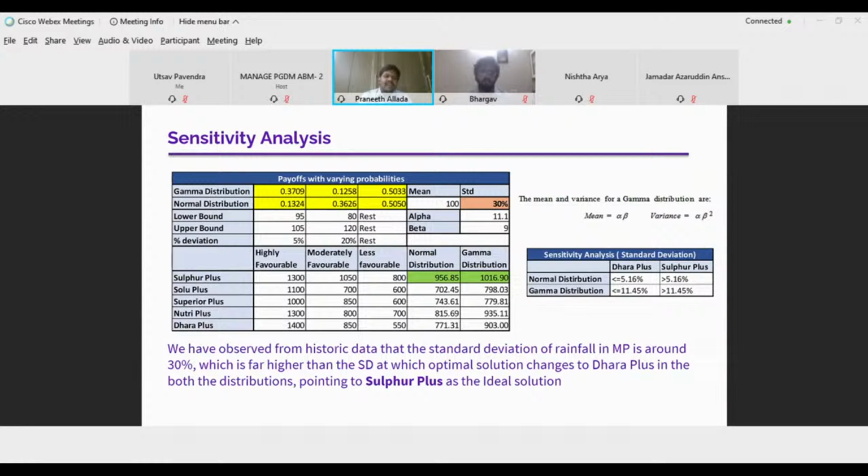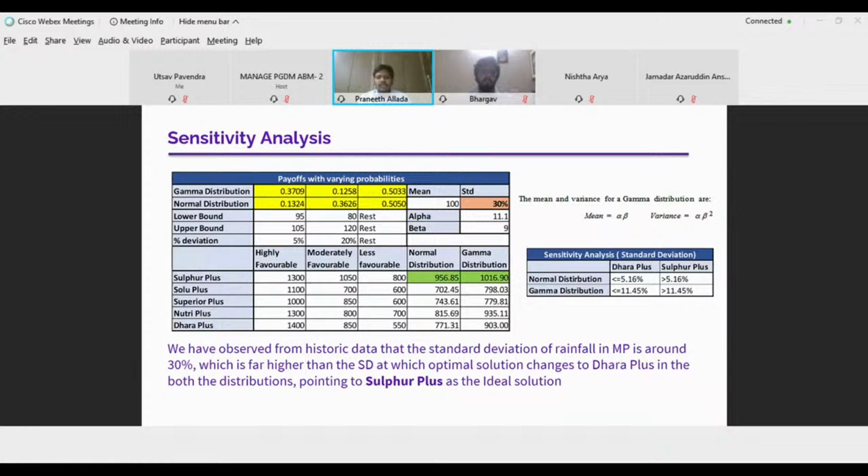And given that the highly favorable is plus or minus 5% and moderately favorable is plus or minus 20%, we got the upper bounds and lower bounds as 95, 105 and 80, 120. Now, let's say there is a normal distribution curve with mean 100 and a standard deviation of 30. What's the probability that the rainfall is between 105 and 95? That we have calculated using the normal distribution curve, and we observed it to be 0.1324.